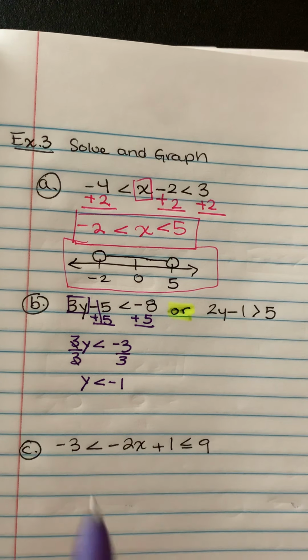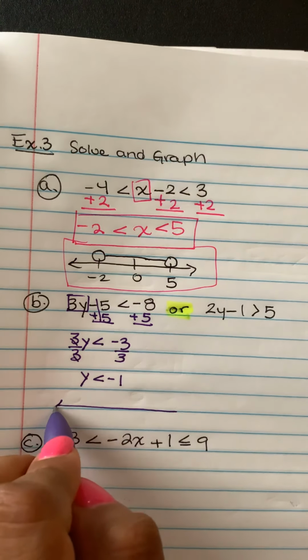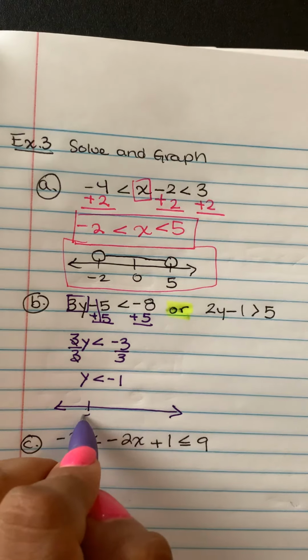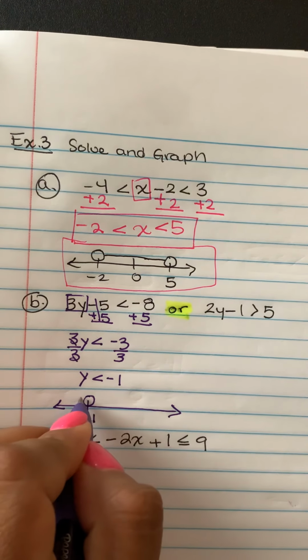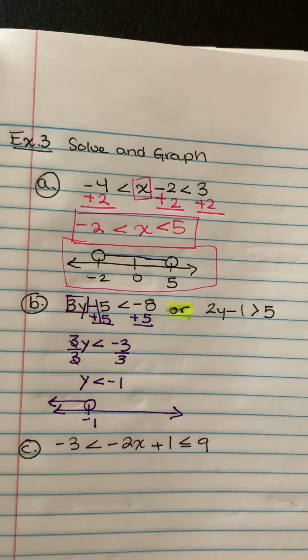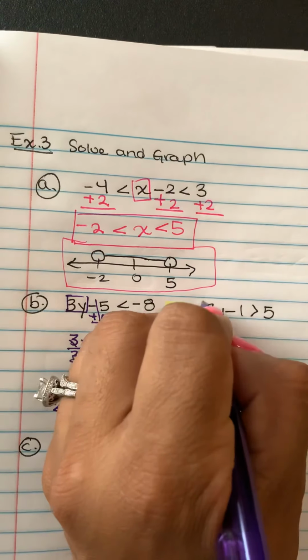So we have y is less than -1. If you want, you can already have that graph going. Here's a -1. It is an open dot. Y is less than, so we know it's going to go to the left. Okay. Isolate your variable. Add 1.